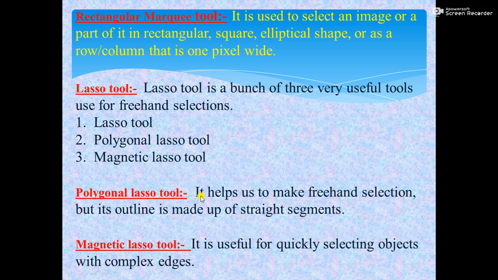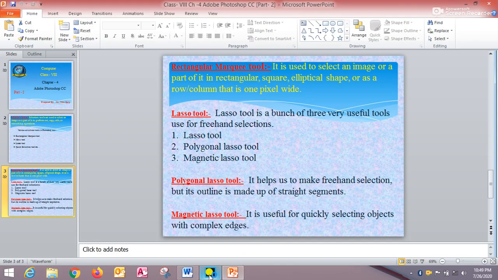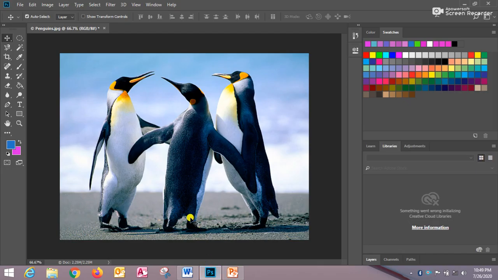Second is the polygonal lasso tool. It helps us to make a freehand selection, but its outline is made up of straight segments. This is the difference between the lasso tool and the polygon lasso tool. The lasso tool is used to select freehand selections, and the polygon lasso tool is made up of straight segments. Now let's have a look at how we can do it practically.